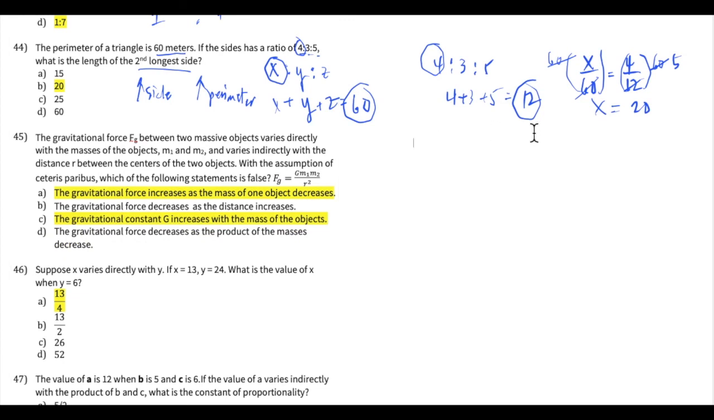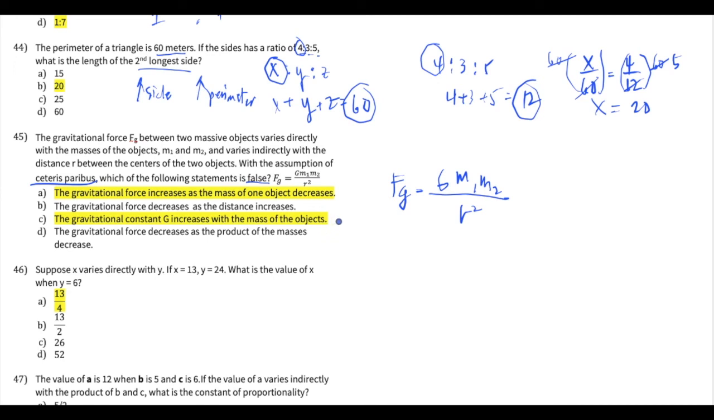For number 45, okay, so kahit actually hindi nyo na-mind to kasi given naman yung equation, we have Fg is equal to gravitational constant times mass 1, mass 2 over r squared. Okay, so ang tanong dito, with the assumption of ceteris paribus, ibig sabihin lang yan, all else held constant. Which of the following statement is false? Actually, dalawang sagot dito. That would be A or C.